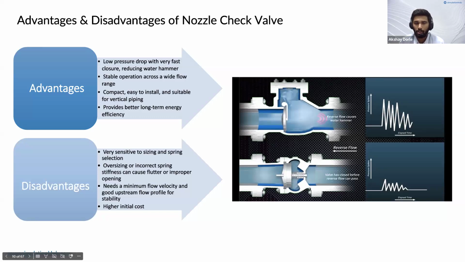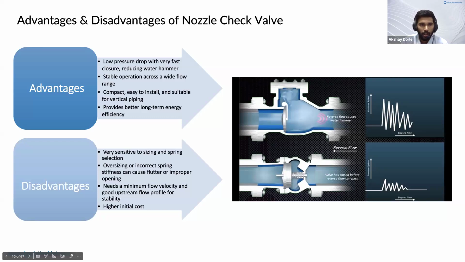It provides better long-term efficiency. The nozzle check valve has a streamlined design, designed in a way such that the pressure losses are minimized. And due to this, the total life cycle cost of the plant, so let's say it's a refinery or a water management system, is lesser as compared to traditional swing check valves or dual plate check valves, just because the head loss itself is pretty less.